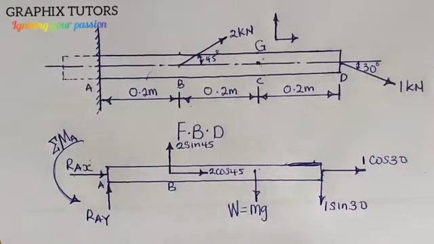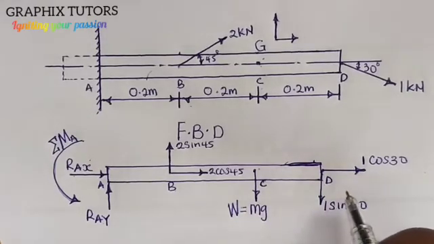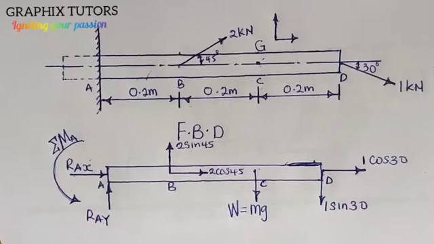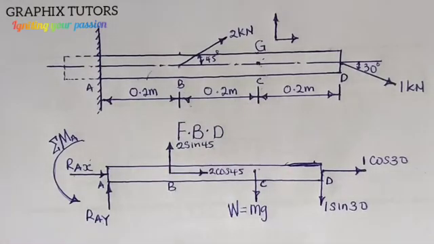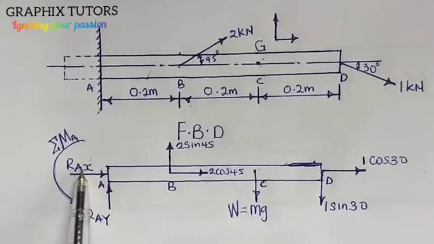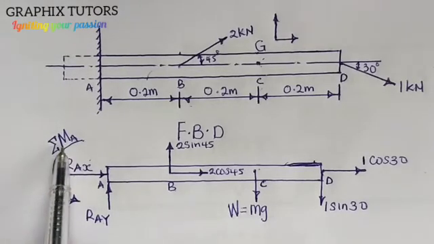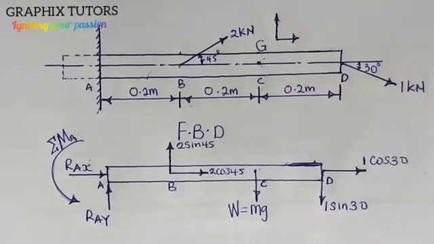Now this is point B, this is point C, and this is point D. This is our free body diagram. So we've already shown all the external forces acting on this system. The next thing we are told to do is calculate the reactions. So we need to look for AX and AY, and we're going to look for the moment about that point. So let's get it started. We're moving forward.